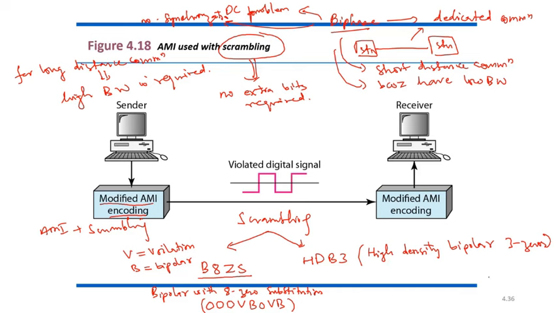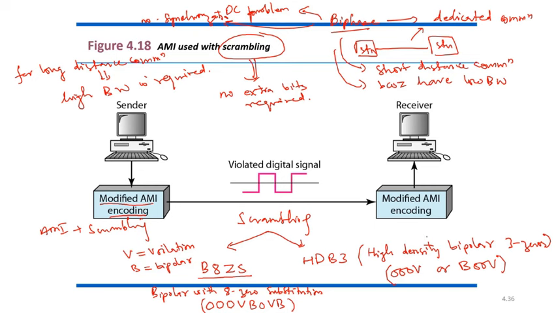So what is its meaning? Here it is not going to replace a combination of 8 zeros; it is going to take a combination of 4 zeros. So 4 zeros will be represented by either 000V or B00V schemes. We will go through an example so we can understand it easily.